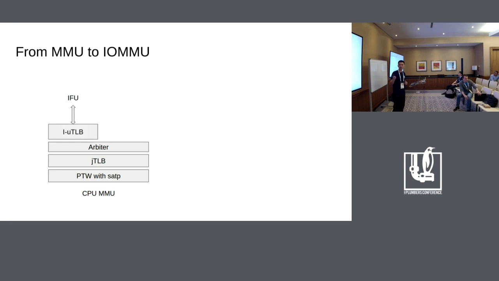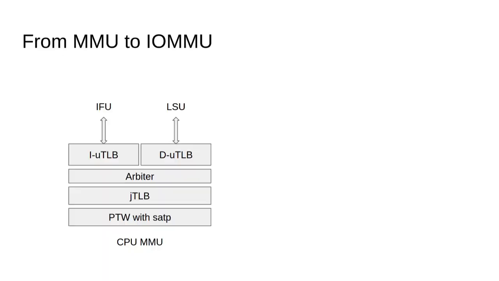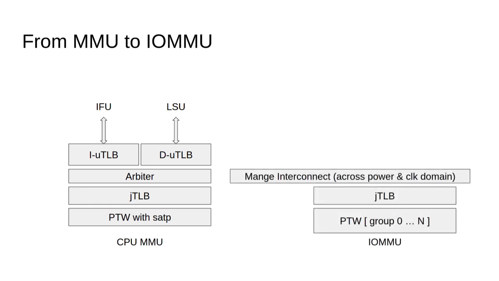And with the arbiter, you connect to the instruction UTLB and connect to your data UTLB with the load store unit and instruction fetch unit. And this is typically a CPU MMU design, as in the books. Okay. And for the IOMMU, it's similar, but a little bit different.